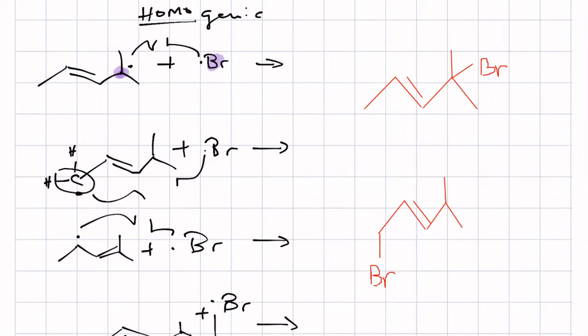So that would have been homogenic, right? All of it is homogenic because all you're working with is radicals. So anytime you make a bond between two radicals, it's homogenic. If you break a bond between two radicals, then it's homolytic.